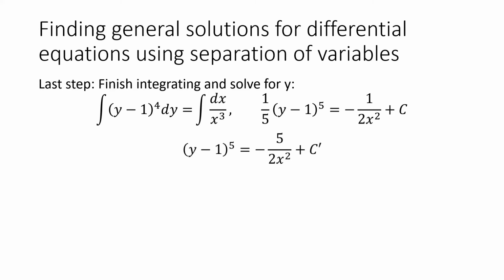Alright, so I multiply by 5 on both sides, and the reason why it's c prime is that it's not the same constant as before. It's multiplied by 5, but I just absorbed that 5 into the constant. Okay, finally we take the 5th root and add 1, and voila, we got a general solution.